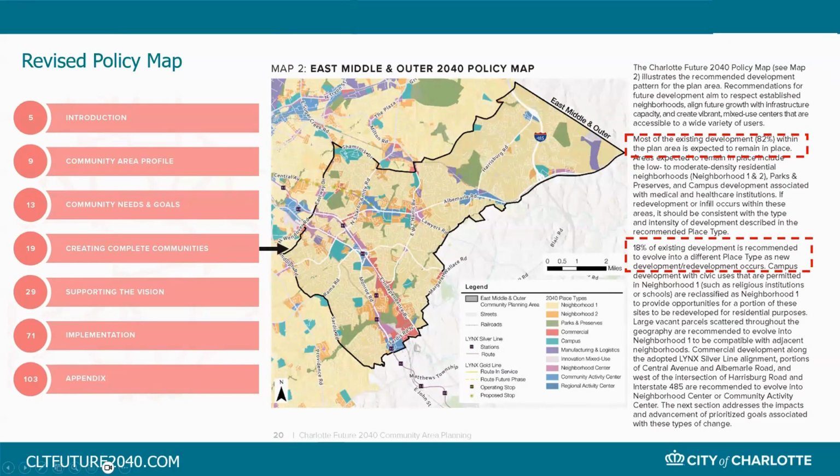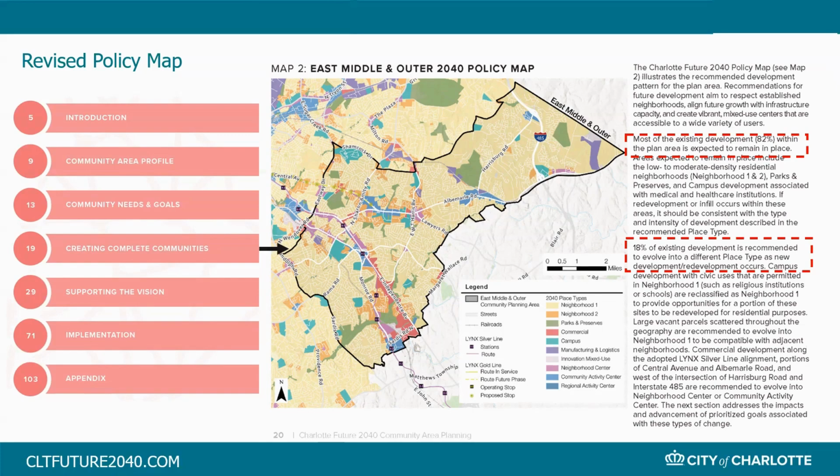Chapter 4 focuses on the recommended development pattern for the geography through the 2040 policy map, which is shown here on this slide. The colors on the map relate to the types of intensity of development that is appropriate in the area. To learn more about the colors, please see the place type descriptions in the appendix.